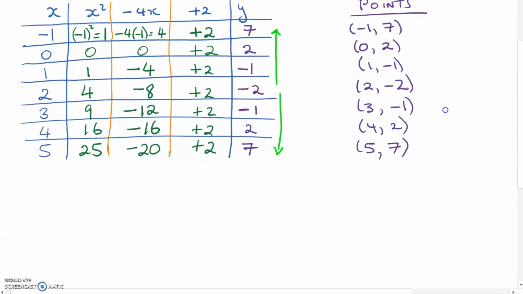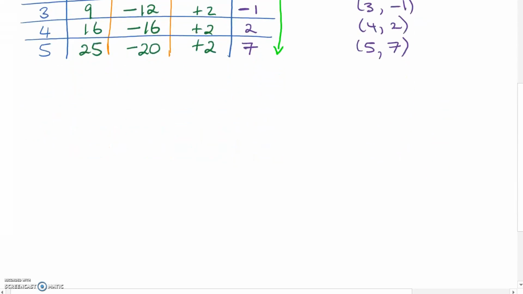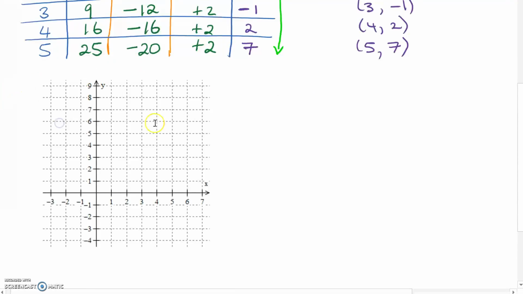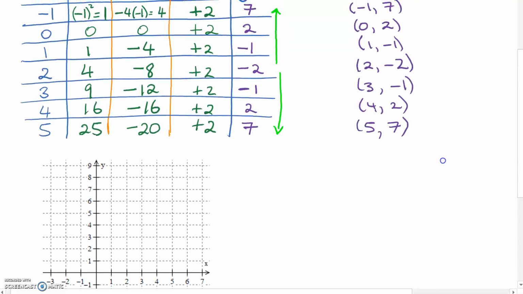Okay, so those are our points, and I'll scroll back up to them in a second, but I'm first of all going to pull in this graph. Okay, and let's start putting on these points. So the first point was negative 1, 7. So go over to negative 1 and up to 7. The second point was 0, 2. Over to 0 and up to 2.